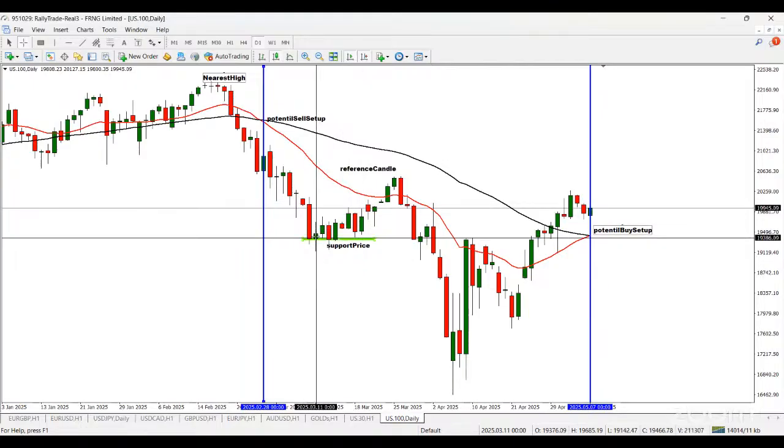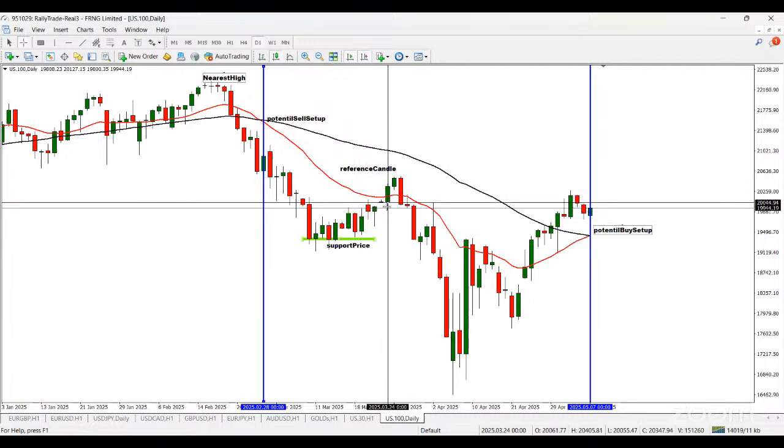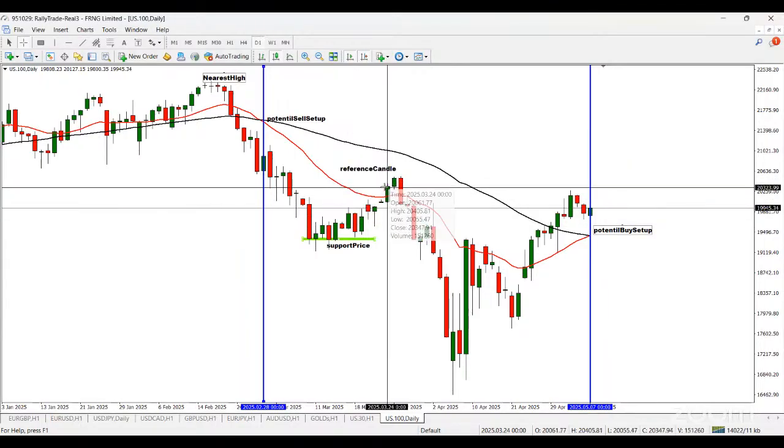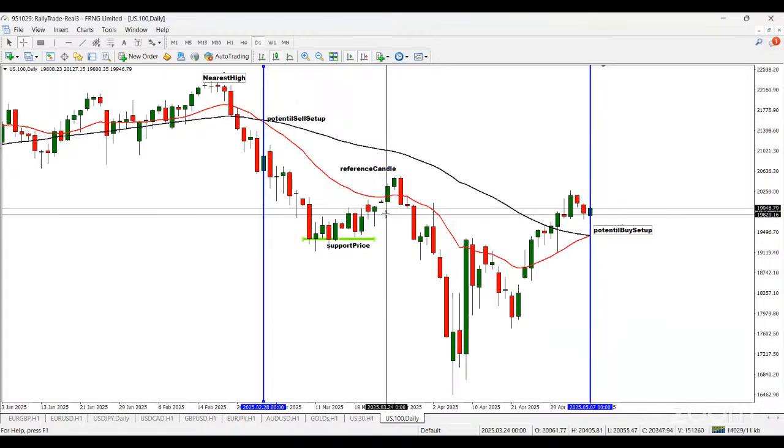So that's what the price is doing here. Look at the candle as if it is a stone that is returning to your catapult, and eventually it meets your catapult, which is the moving average in this case. Now we say that the candle that first returns to the moving average is called the reference candle. From this reference candle point, all you need to do is to look back behind you for a support price.